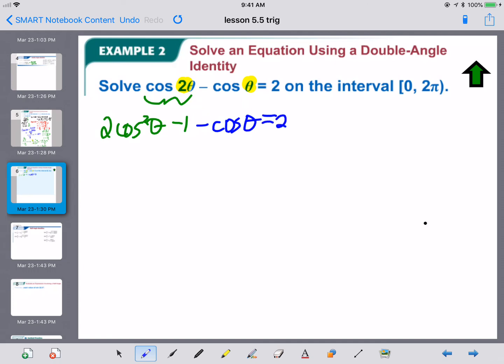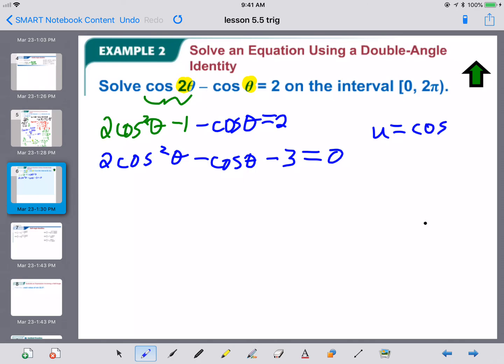Now, I don't like the fact that this is equal to 2. You want it equal to 0. So let's subtract 2 from both sides. We get 2 cosine squared theta minus cosine theta minus 3 equals 0. So all I have done is I've got it equal to 0 and I've put it in descending order. Now this is a perfect candidate for u substitution. If we let u equal the cosine of theta at this point, we're going to put it here and here. We get 2u squared minus u minus 3 equals 0.